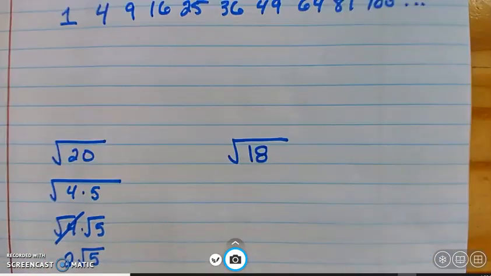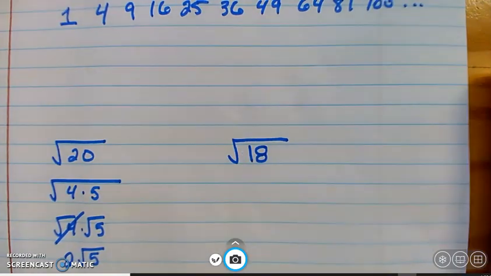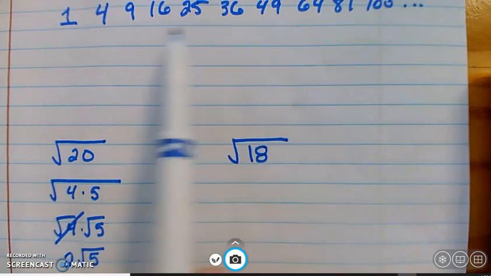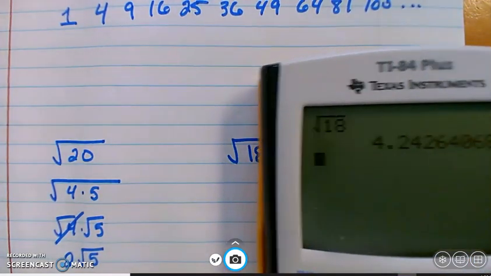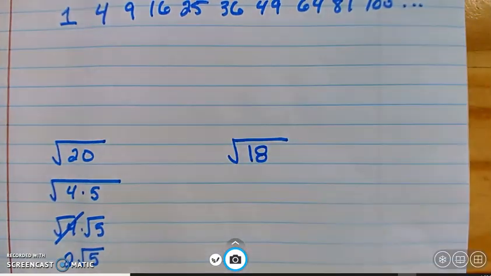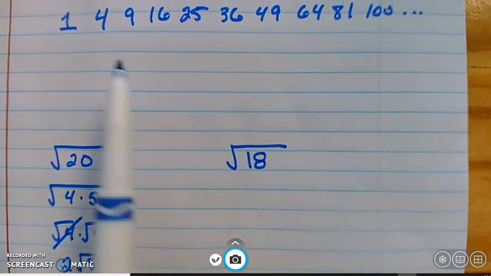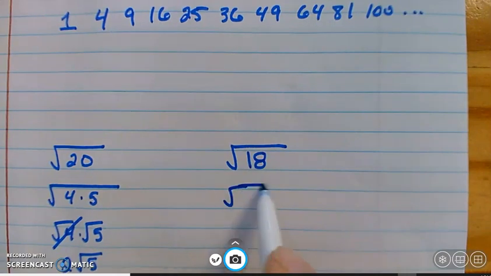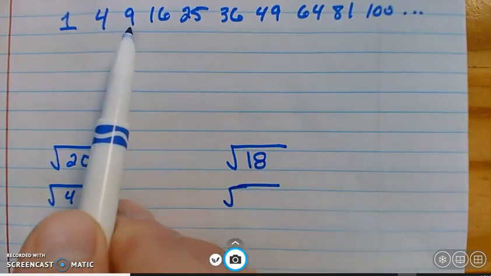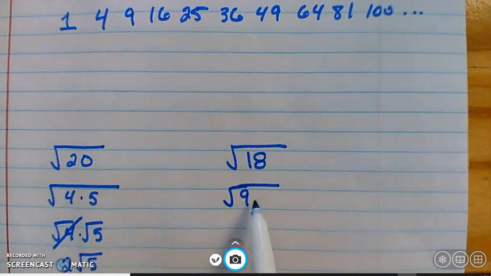Let's try one more example. I've got the square root of 18. Now, I don't recognize 18 as being a perfect square up here, and in fact I can check the calculator and it definitely is an irrational answer. But I do wonder, are any of these perfect squares a factor of 18? And the answer is yes. I can break 18 down into 9 times 2. 9 times 2 is 18.